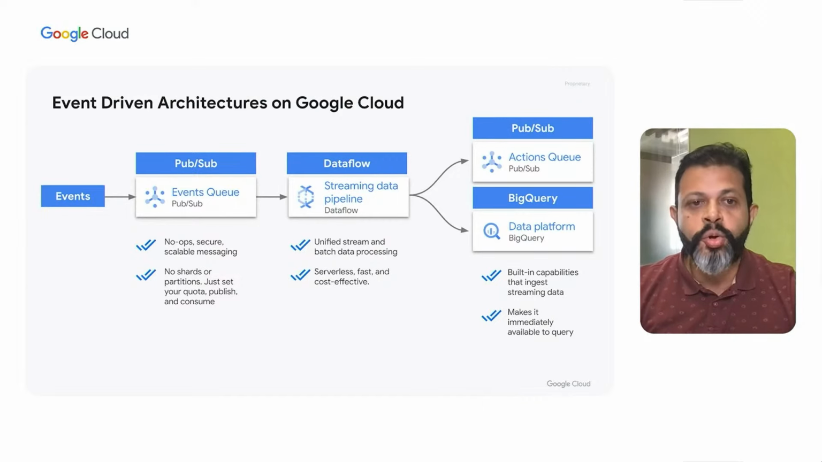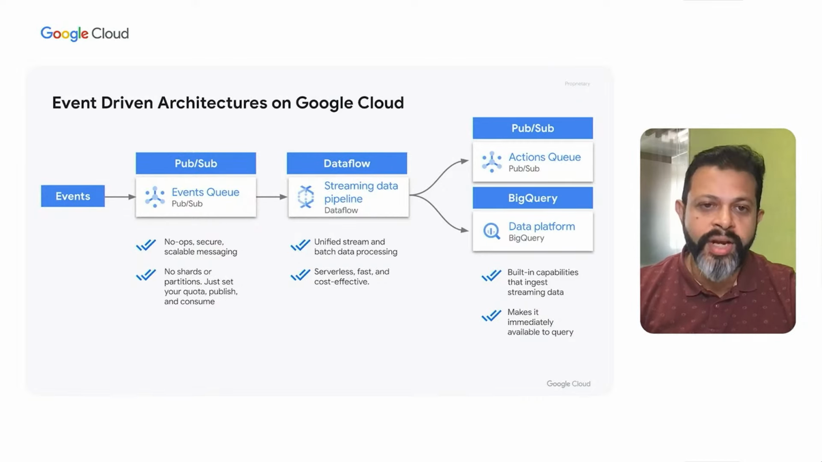This is where you could also be using a machine learning model to score the events as they come in. And then from Dataflow, we are writing in this example to two sinks. We are writing to BigQuery, which is acting as the data platform. And perhaps we are also writing to an actions queue, which is another PubSub topic.